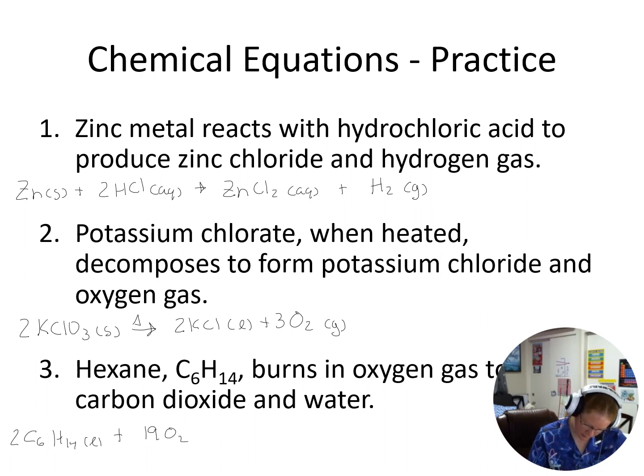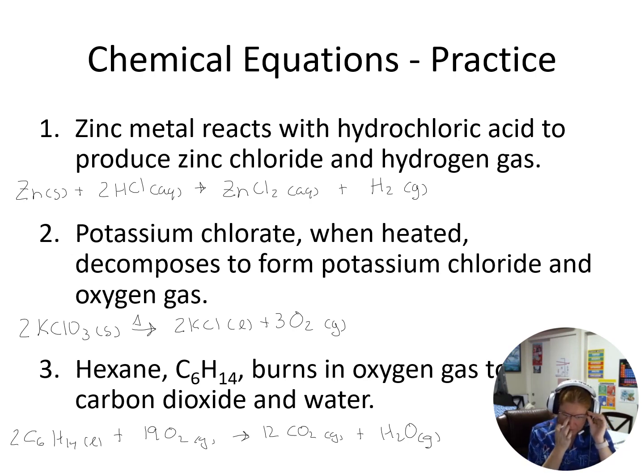Writing too fast there. Don't want to forget my gas. And then we're going to get 12 carbon dioxide. And then these are done under heat, so we should get water vapor there instead of liquid water. Okay. So the hint on combustion is always balance the O2 last in the reactant side. I usually start by balancing the hydrogens.